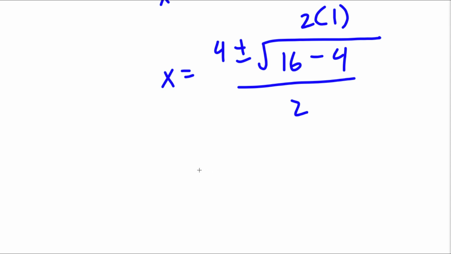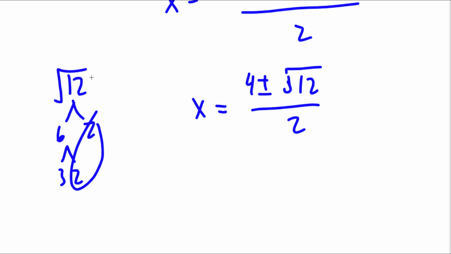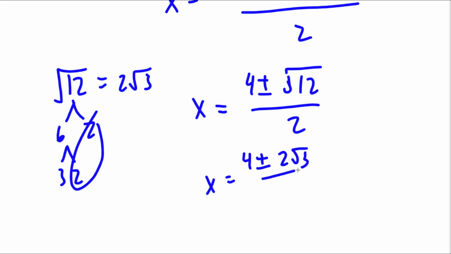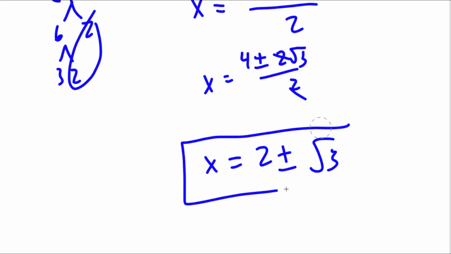Now 16 minus 4 is 12, so I have x is equal to 4 plus or minus the square root of 12, over 2. Now the square root of 12 can be simplified: 12 is 6 times 2, 6 can be simplified into 3 times 2, so the square root of 12 is equal to 2 root 3. So now I have x is equal to (4 plus or minus 2 root 3) over 2. Now if I divide this by 2, I get x is equal to 2 plus or minus the square root of 3. So this is my answer.